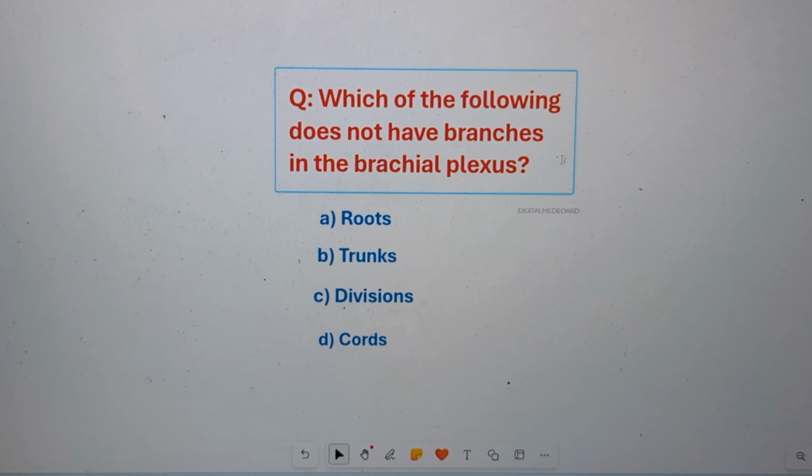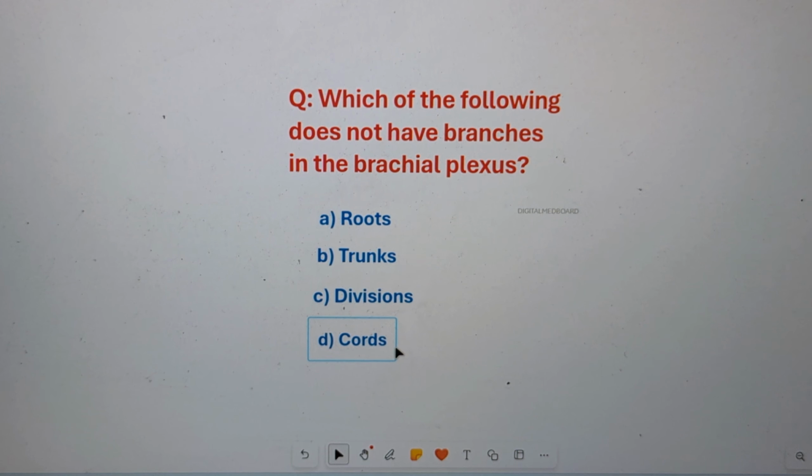We got a question. Which of the following does not have branches in the brachial plexus? Based on our discussion, roots, trunks, and chords do provide branches, whereas the divisions do not provide any branches. Therefore, option C is the correct answer.